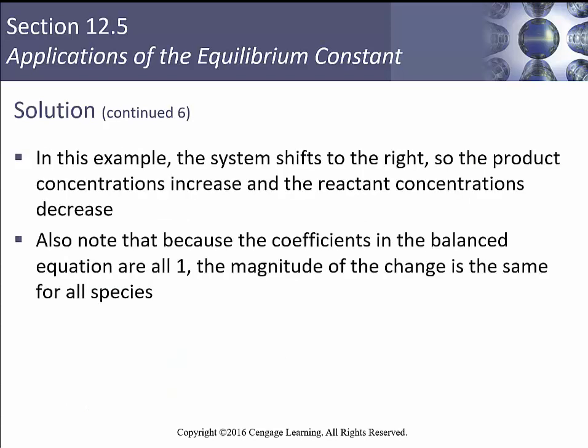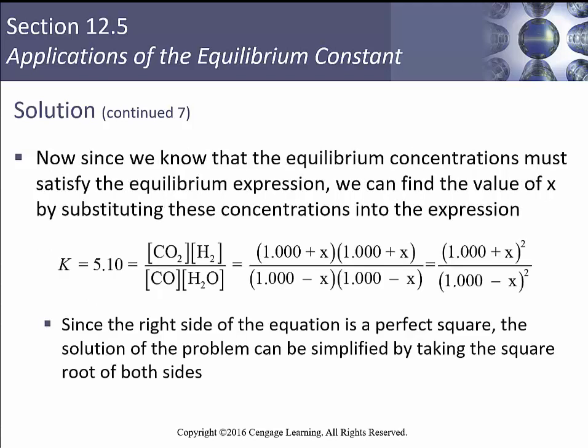In this example, the system is going to shift to the right, so the product concentrations increase and the reactant concentrations decrease. So if Q was in the other direction and we're moving towards the left, we would subtract from our products and add to our reactants. Also note that because the coefficients in the balanced equation are all 1, the magnitude of the change is the same for all species. Right? If we had a 2 in there, we would lose like 2x. We're just going to multiply x by 2.